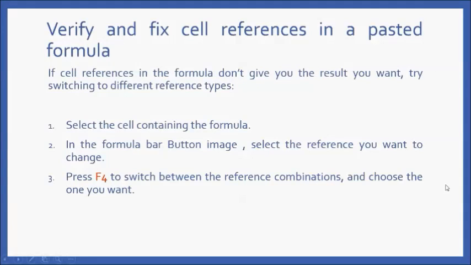So if cell references in the formula don't give you the result you want, try switching to different reference types. All you have to do is select the cell containing the formula. In the formula bar, select the reference you want to change. Then press F4 to switch between the reference combinations and choose the one you want.